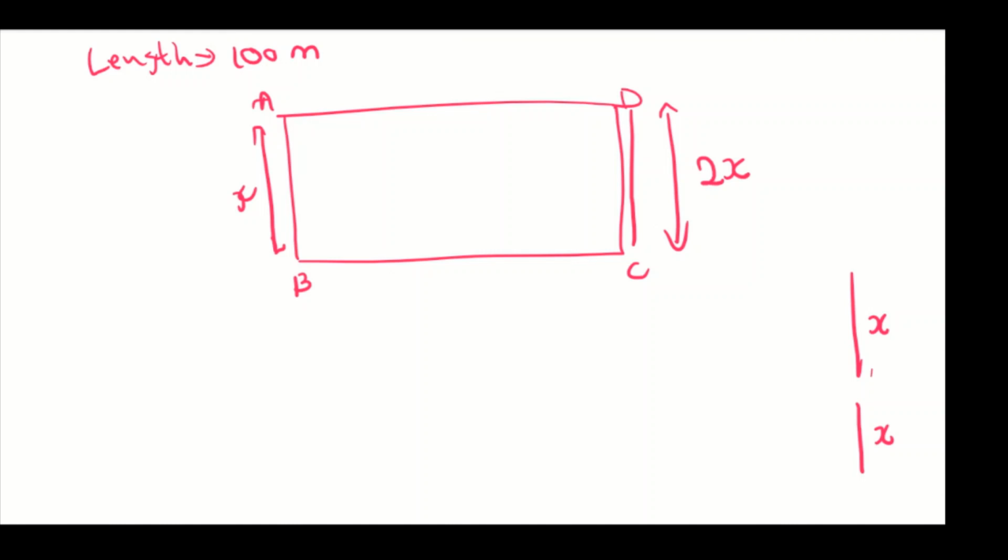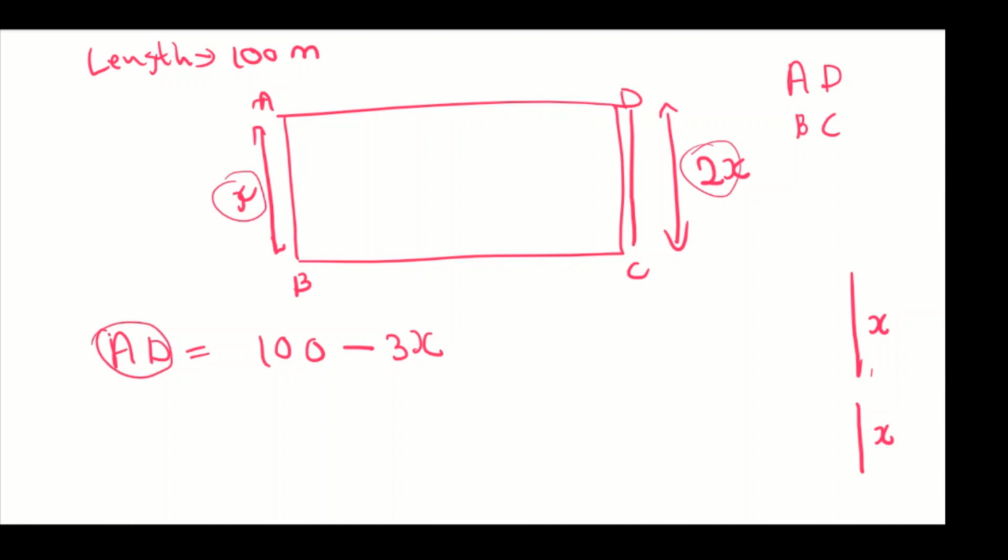And we need to find AD and BC now. For us to find AD, we need to say the total length of the fencing is 100, so 100 minus the x and the 2x, which is 3x. But we want to find not only AD but also BC. These are two dimensions that we want to find, which means considering these two dimensions, it's going to be 100 minus 3x, divided by 2.